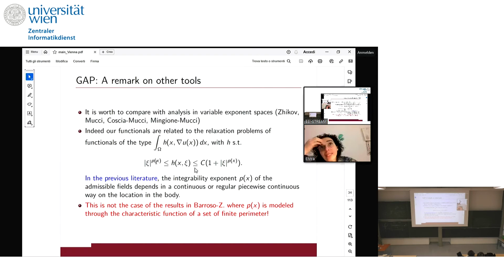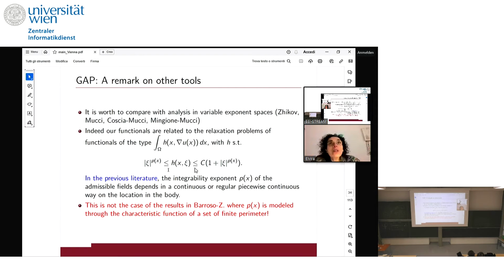On the other hand, one might ask, okay, but if you stick to the Sobolev setting, essentially you are very close to the analysis performed by Mingione and Mucci. But well, the answer is indeed no. Because, okay, it's true that our density V, the capital V before, can be identified with such an H here, depending on x and the variable psi, which stands for the gradient, and who has a certain p(x) growth, because clearly it depends on x.